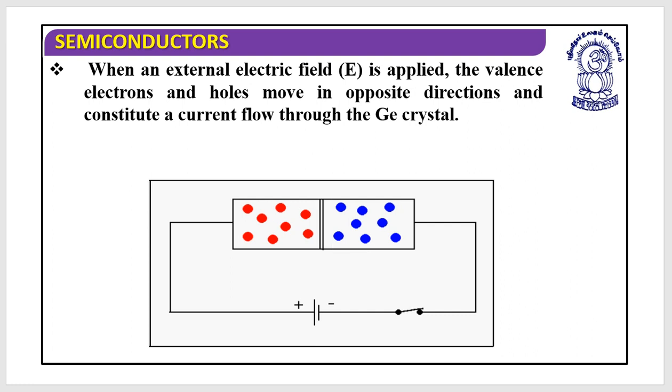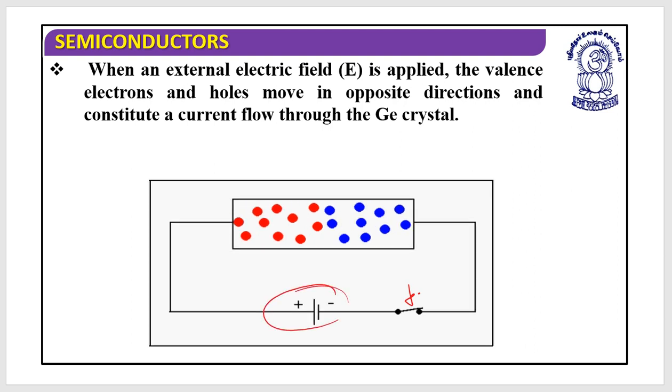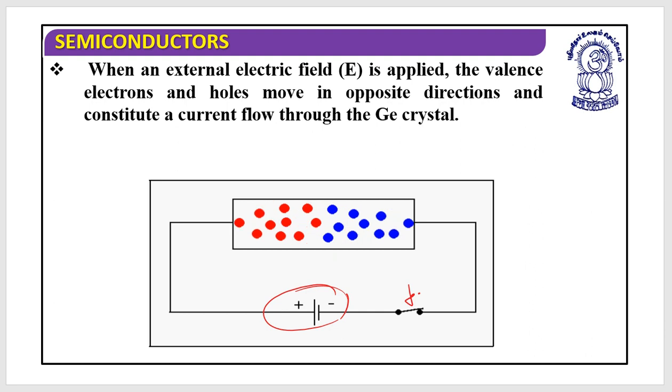So when an external electric field is applied, you can see that there are two different elements, and when the switch is pressed, initially the switch is open, and then when we close the switch, that means this circuit has been connected. That means when an external electric field is applied, the valence electrons and holes move in opposite directions, and this will constitute a current flow through the germanium crystal. I hope this is clear. Is it clear? So great.